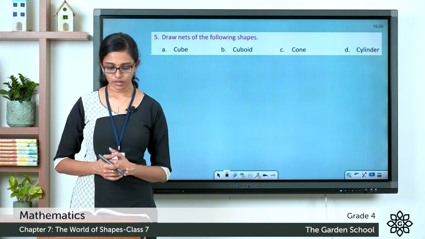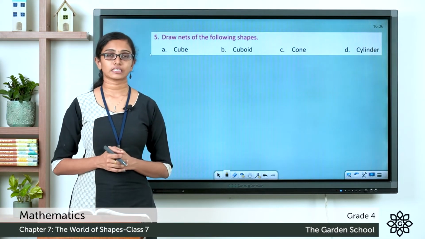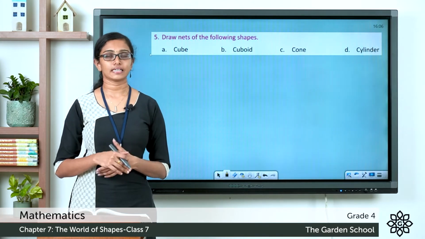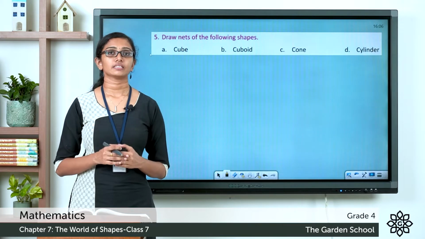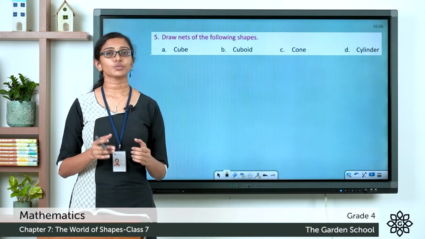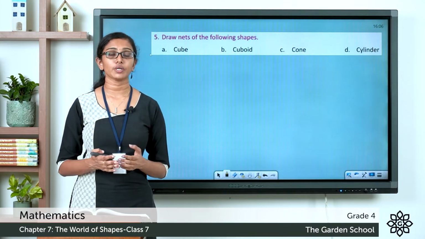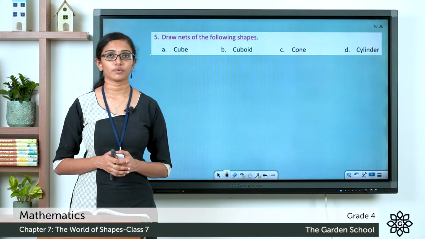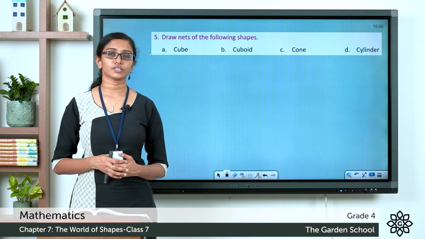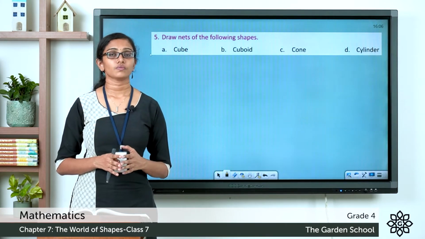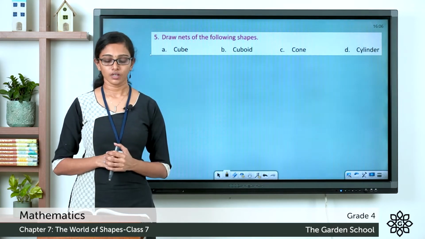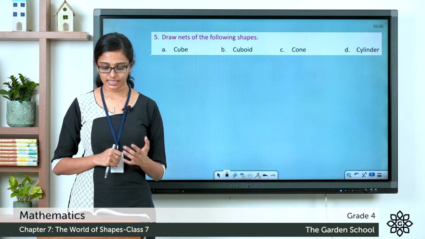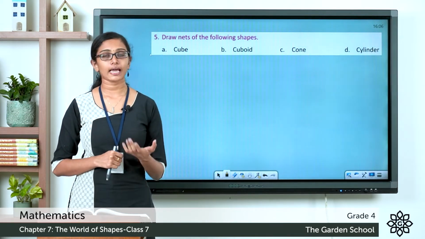Question number 5. Draw nets of the following shapes. And what do you mean by a net? A net of a 3D shape is a 2-dimensional or 2D pattern that you get when you unfold the 3D shape or when you cut open the 3D shape. And we know for the same object you can have different nets. So here you are asked to draw the nets of different solids such as the cube, cuboid, cone and cylinder.